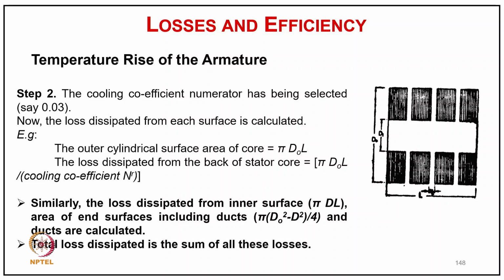Now the loss dissipation from each surface is calculated. For example, the outer cylinder surface area of the core is pi d0 L, and the loss dissipated from the back exterior of the core is pi d0 L divided by the cooling coefficient. Similarly, the loss dissipated from the inner surface pi d L, the area of the end surface including the ducts, pi times d0 square minus d square by 4, are calculated, and the total loss dissipated is the sum of all the losses.